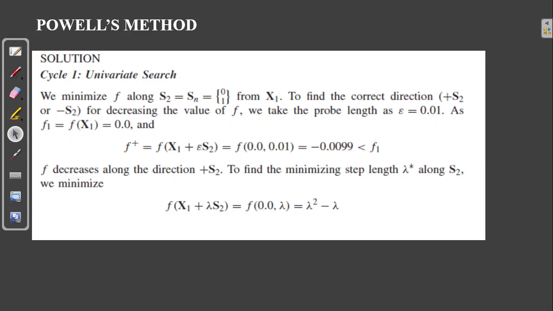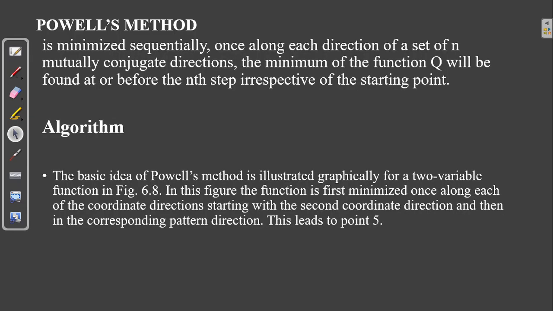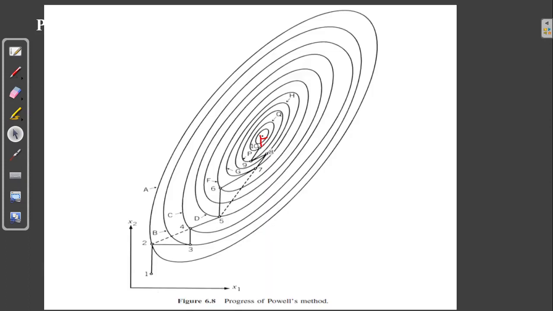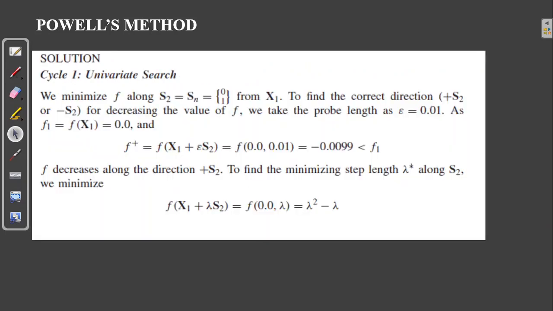So in cycle 1, what Powell said in Powell's method is that you should go in the coordinate directions. Here in this example, the coordinates are x1, x2. So you should go in the x1 direction as well as in the x2 direction, first the x1 direction. For this you should use the univariate search method.